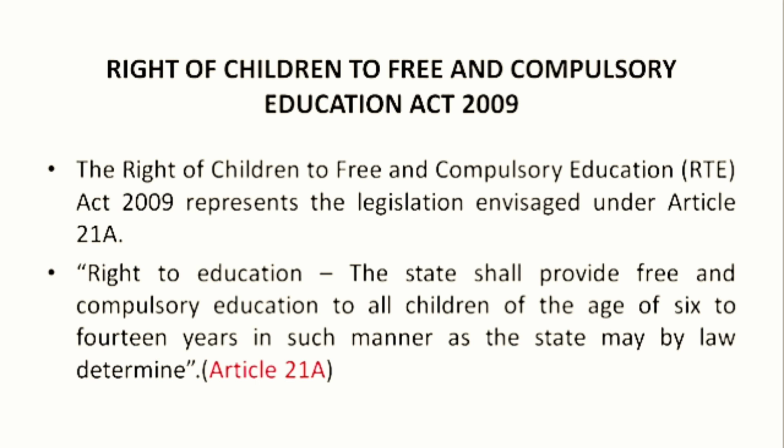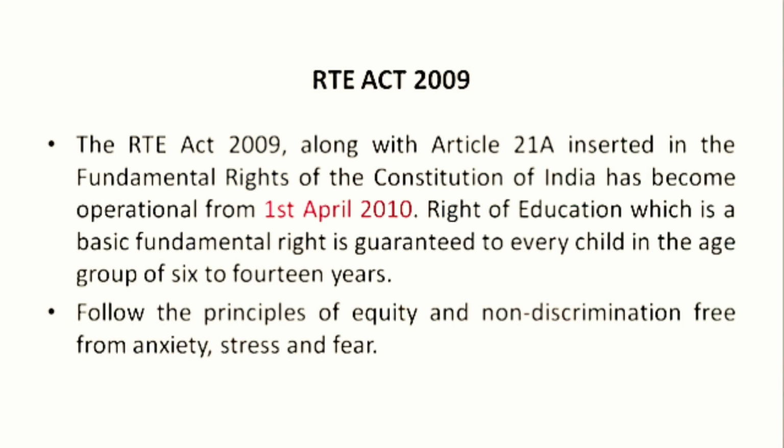The Right of Children to Free and Compulsory Education Act 2009 represents the legislation envisaged under Article 21A. Then what does Article 21A state? It is the right to education. The state shall provide free and compulsory education to all children of the age of 6 to 14 years in such manner as the state may by law determine. Now let us have a closer look at what this RTE Act 2009 says. The RTE Act 2009, along with Article 21A inserted in the fundamental rights of the Constitution of India, has become operational from 1st April 2010.